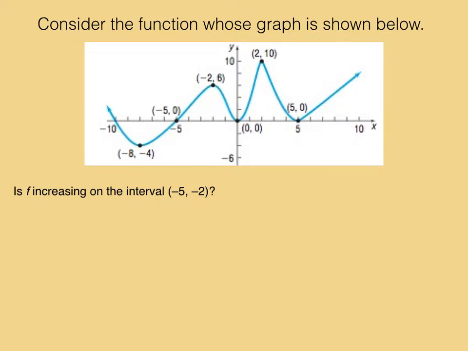First question, is f increasing on the interval -5 to -2? Please be aware that the notation that follows the word interval is not an ordered pair. It is saying as you look on your x-axis from -5 to -2, what is happening with the graph? Well, as I read from left to right, my function is in fact increasing on this interval -5 to -2.